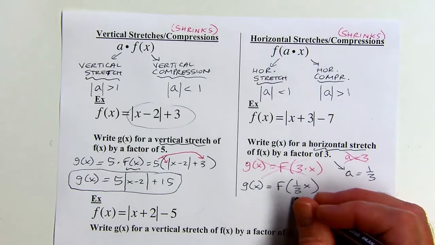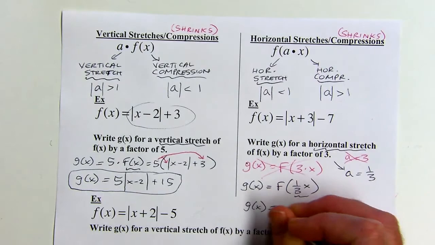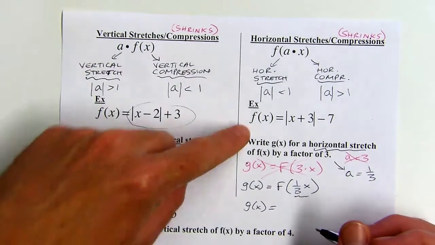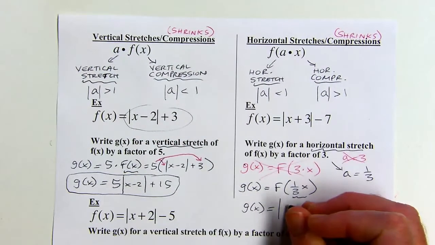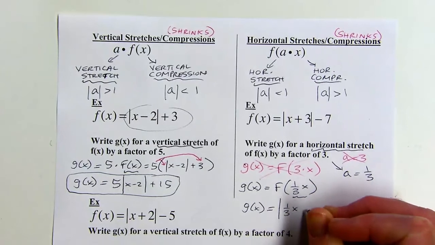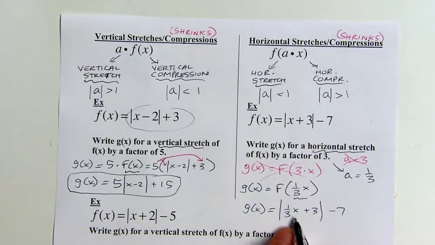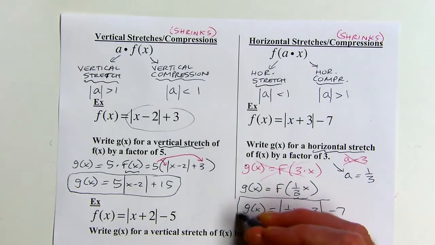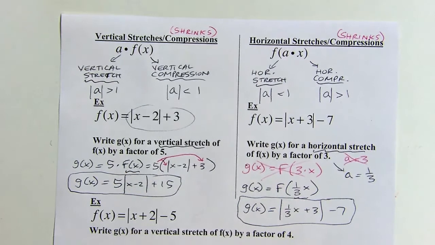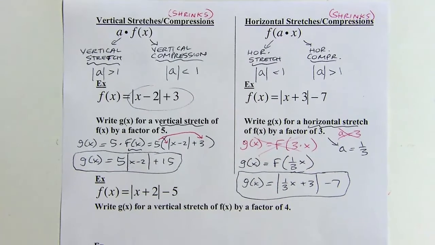So then I'm going to substitute this into function f. I'm looking at function f, and I'm going to replace the x with 1/3 x. Good news is there's not much to do in terms of simplifying. I didn't use parentheses there to substitute because there's no simplifying to do after that. So there's my function. Okay. All right. Let's try some more.